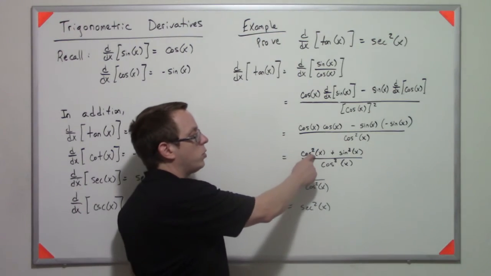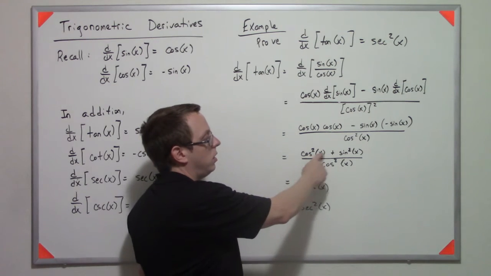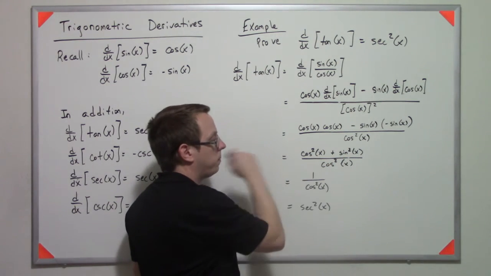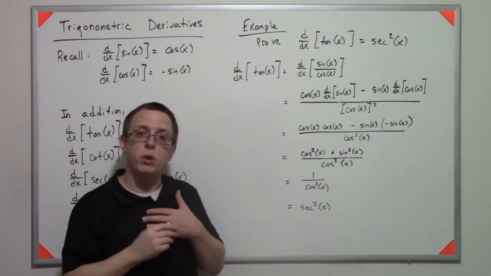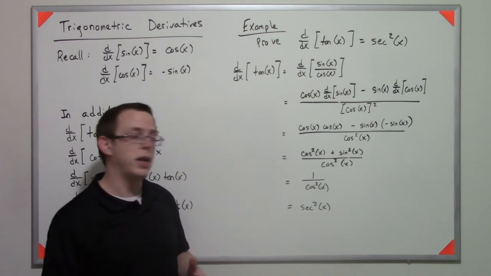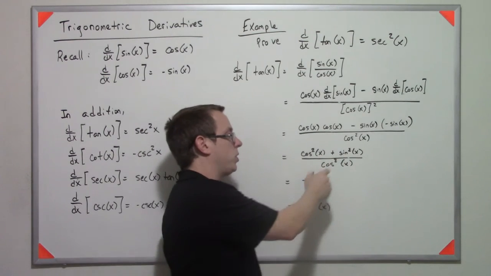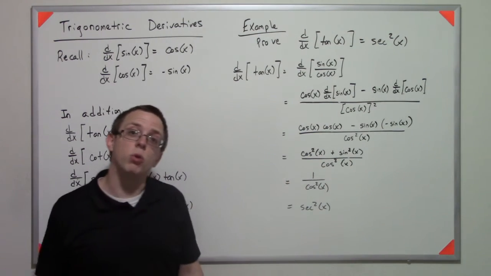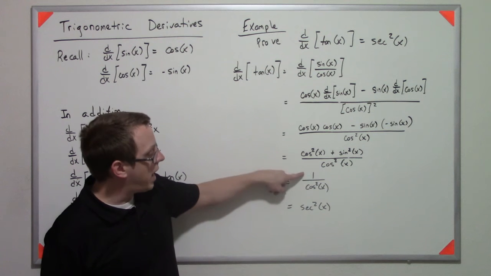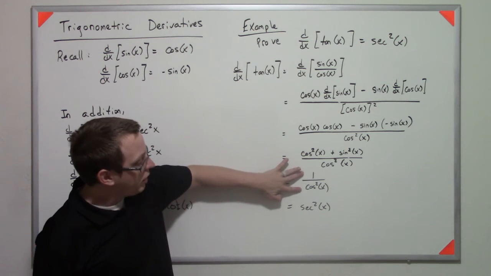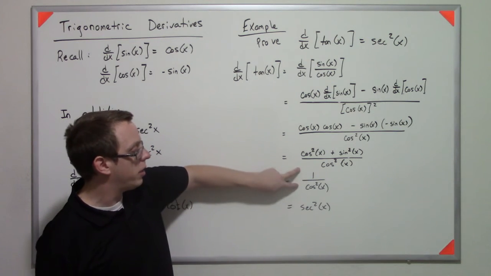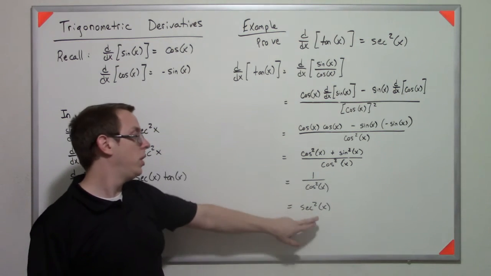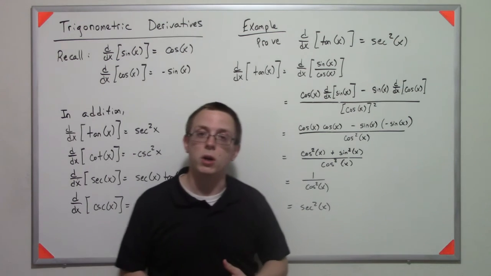So then we end up with cosine squared of x plus sine squared x on top. Now, there's the Pythagorean identity, probably one of the most well-known trigonometric identities, that says sine squared plus cosine squared is always equal to 1. So by doing that, knowing the fact that secant is 1 over cosine, then secant squared is 1 over cosine squared, which gets us our result of secant squared x.